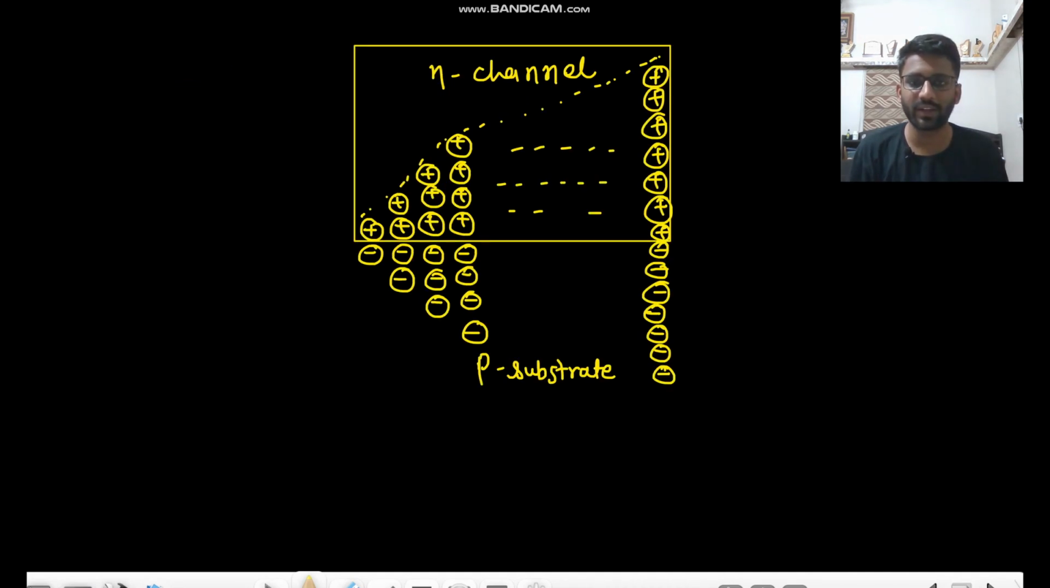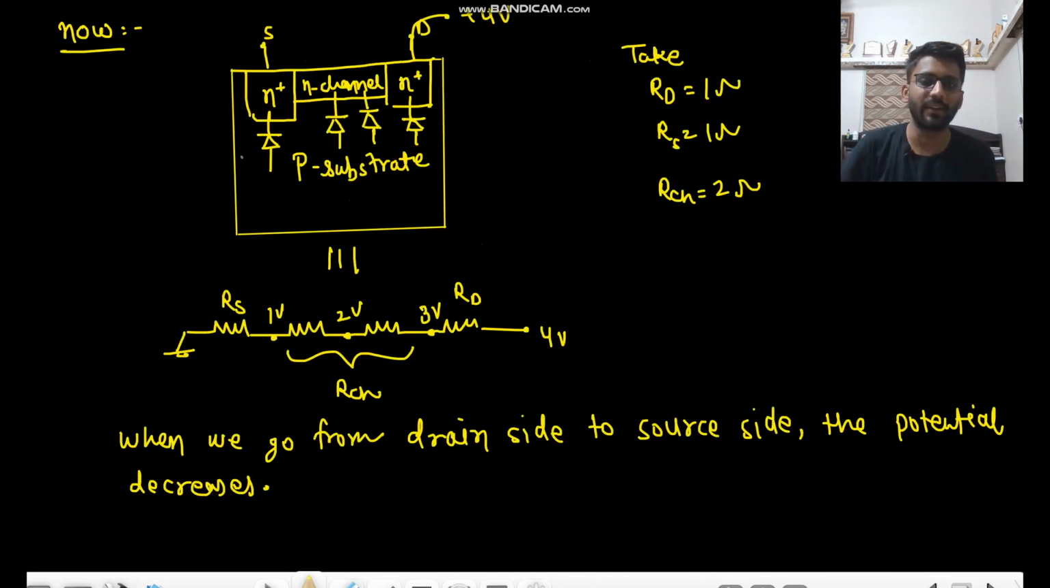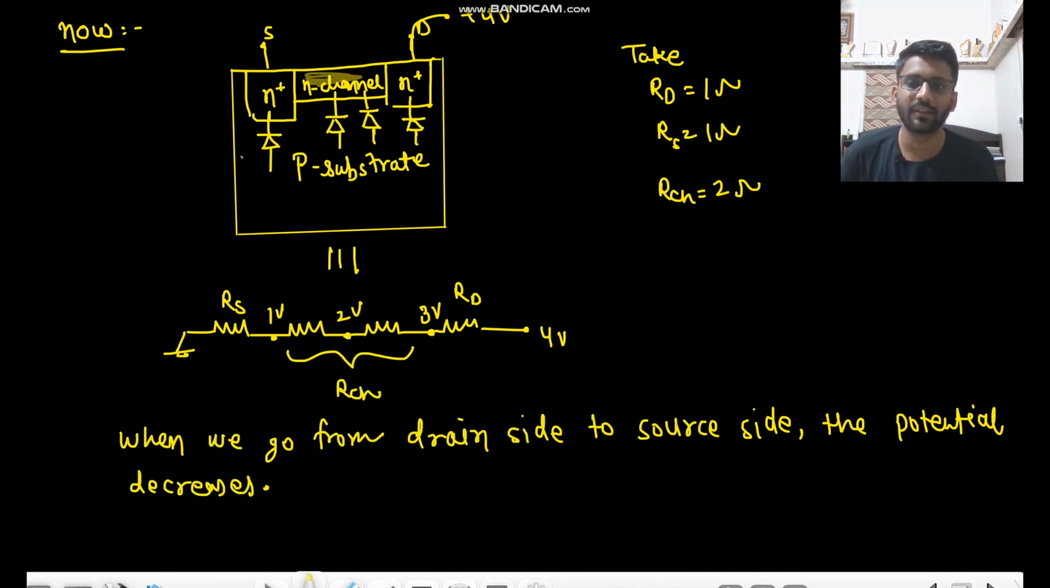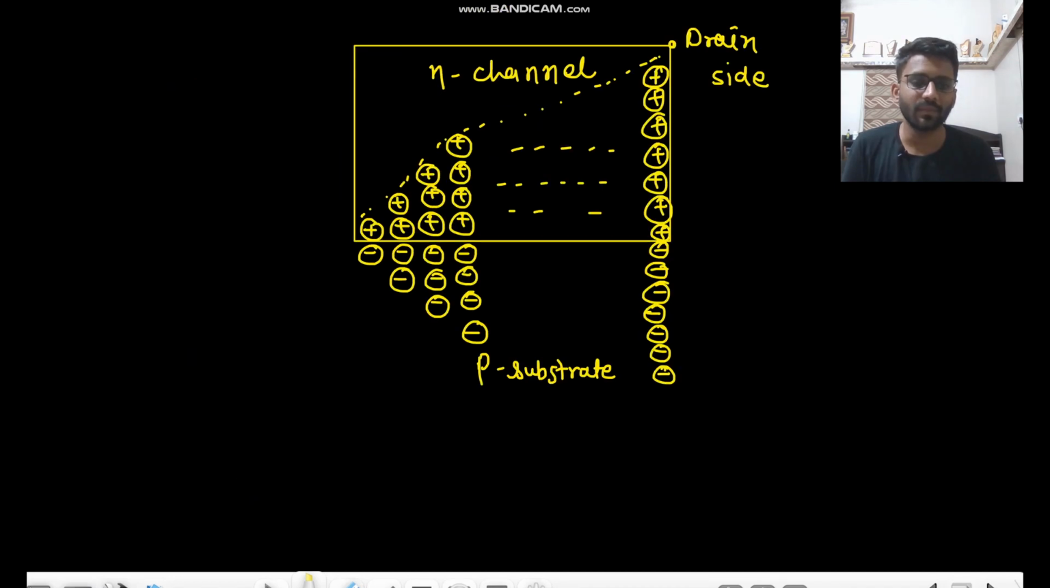Let me see if I have drawn the diagram here. Yeah, you can see here, this is the drain side. This is just the channel, the middle part, the N channel we are talking about here. This is just the channel, only this part. So this I am saying as drain side, and this I am saying as source side. Our main concentration is on the channel. So this is the drain side and this is the source side.